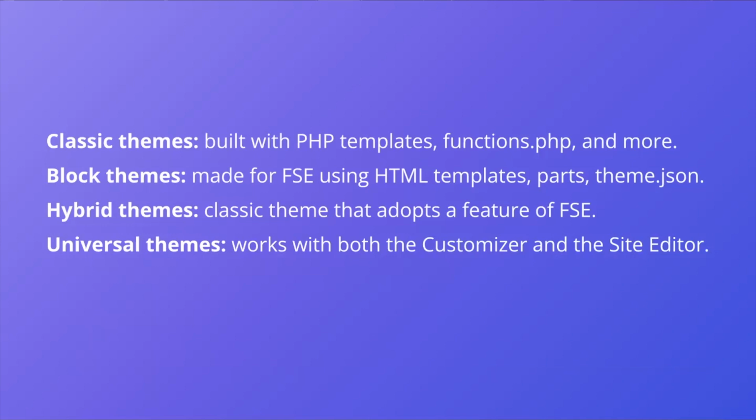Block themes, on the other hand, are themes made for full site editing using HTML templates, template parts, and theme.json. And they basically allow you to manage all parts of your site with blocks. Hybrid themes are a classic theme that adopts a feature of full site editing, like theme.json or adding support for the template editor. Universal themes work with both the customizer and the site editor.